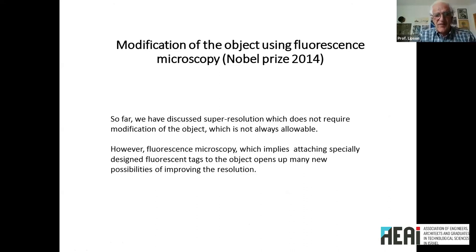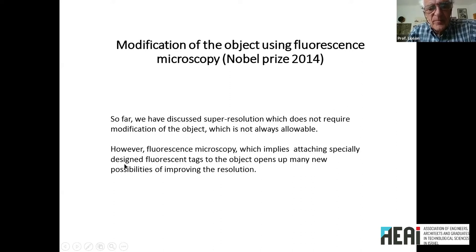This, unfortunately, as I said, requires modification of the object. If this is not possible, then essentially these techniques are not allowed. But very often the fluorescence microscopy is part of the microscopic system anyhow, because you want to do functional microscopy, which means that you want to know not only what things look like, but what they're made from. And this can be done by attaching molecules to the object, which attach to certain parts of the object for chemical reasons.